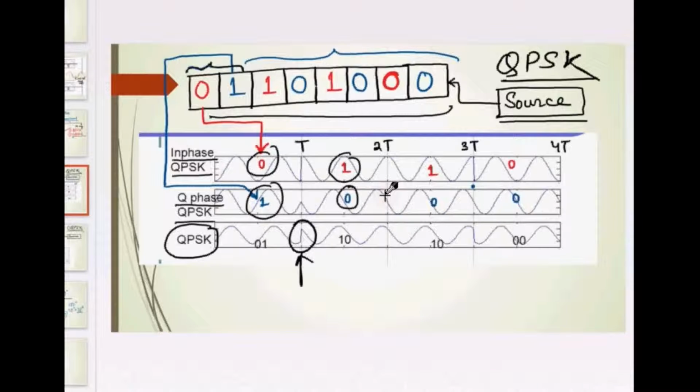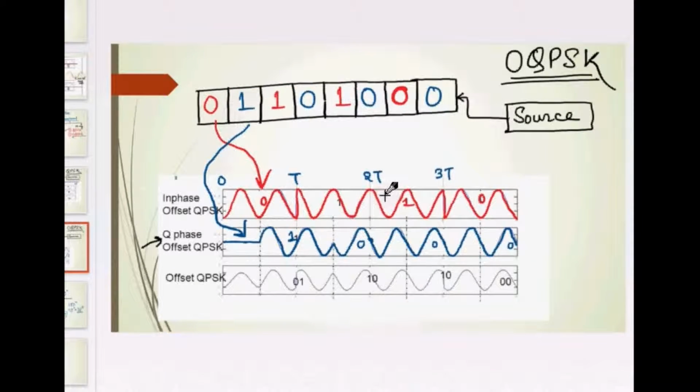so that's why you have the concept called offset QPSK. So in this case we have also the same data stream coming from the source, and we have the specific in phase and quadrature phase waveform for both ones and zeros. But in case of the quadrature phase component, it is shifted by T by 2 seconds. So this gap is T by 2 seconds, and this quadrature phase component is shifted by T by 2 seconds.